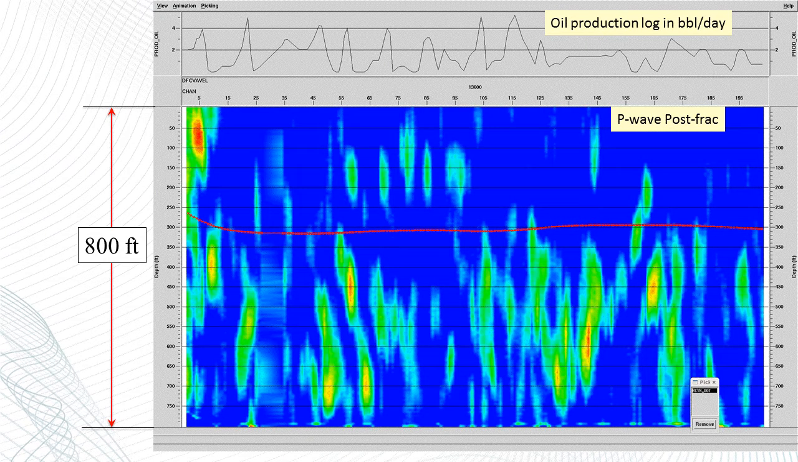So here's the post-frac P-wave diffraction image. We can see that the completion and production process have resulted in more fractures. I'll flip back and forth here a couple of times so you can see the rather substantial change in these diffraction patterns before and after fracking.